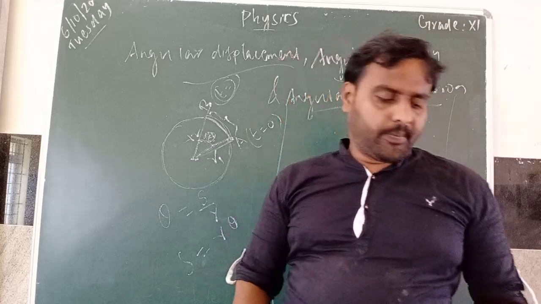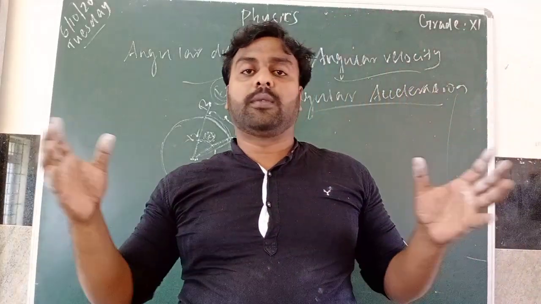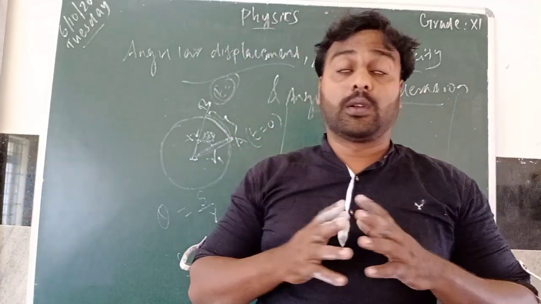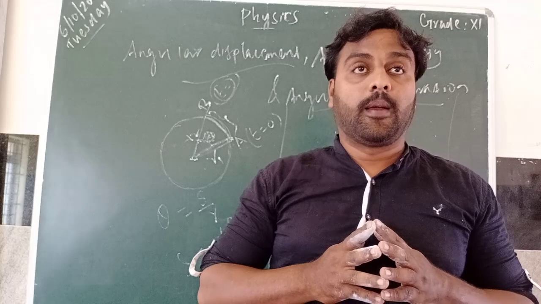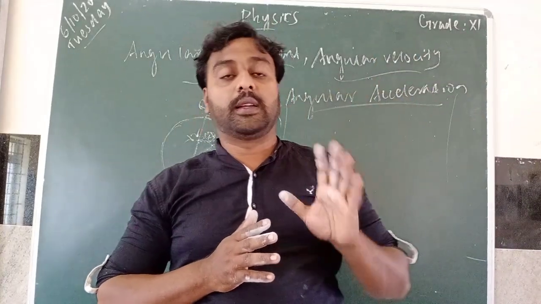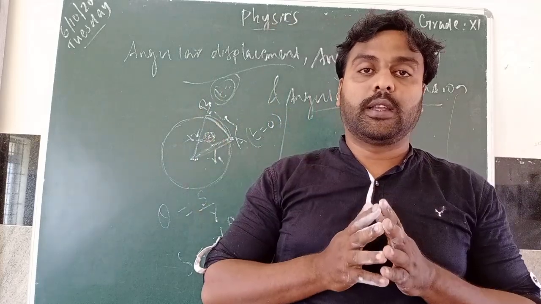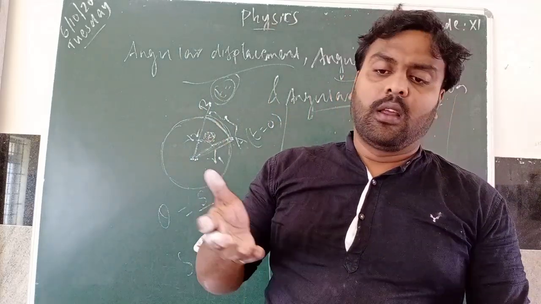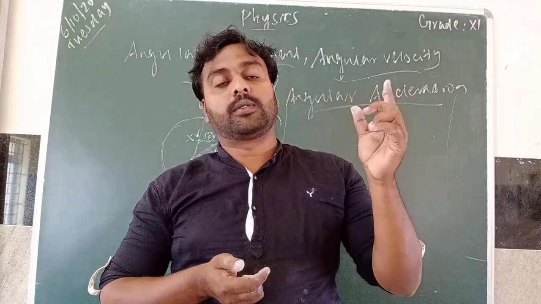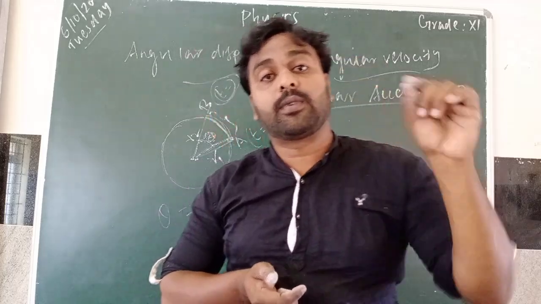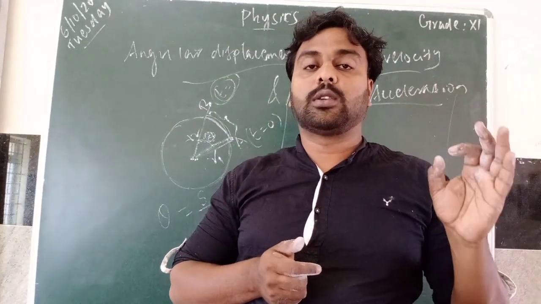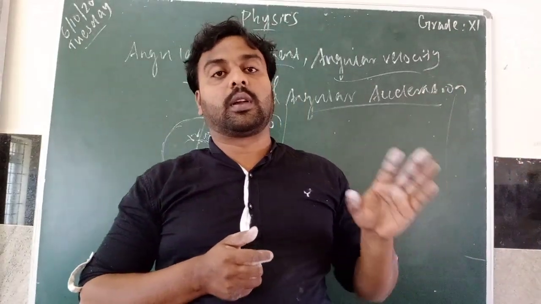Angular velocity, linear velocity definition is what? Linear velocity definition. You all know that linear velocity means change in displacement by time taken. For linear velocity we are using the expression: rate of change of displacement is velocity. Angular velocity means what? Rate of change of angular displacement is called angular velocity.